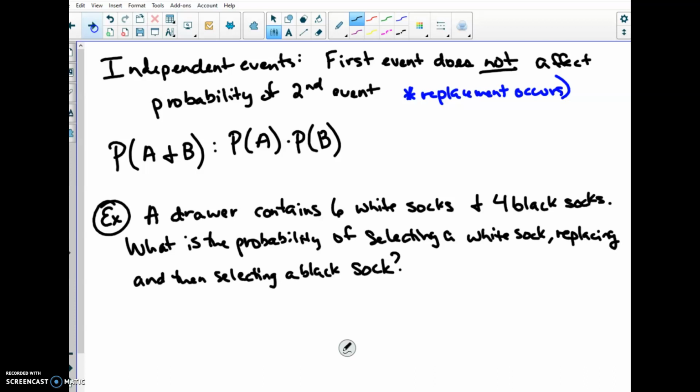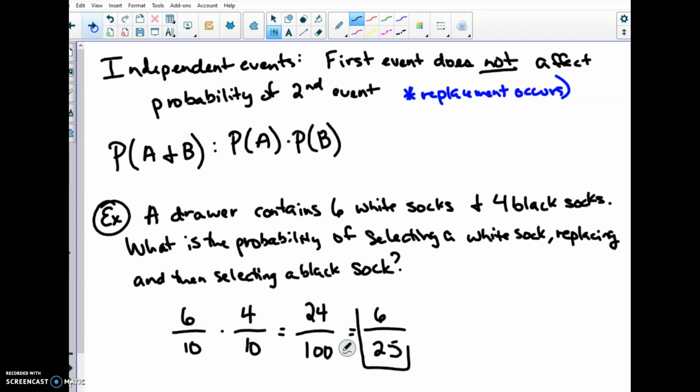So probability of selecting a white sock first is going to be 6 out of 10. I put that sock back in the drawer, and I then select a black sock, which is now going to be 4 out of 10. So I just multiply these straight across, and then I reduce. And my probability is 6 over 25. So kind of a lot of information. We talked about independent events, mutually inclusive and exclusive, as well as complements.